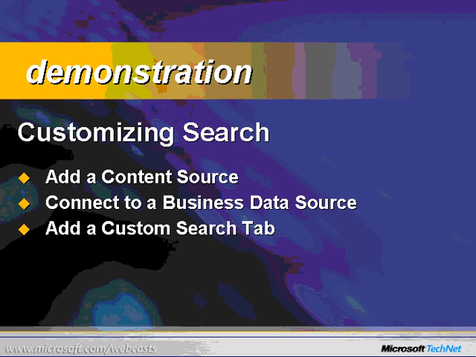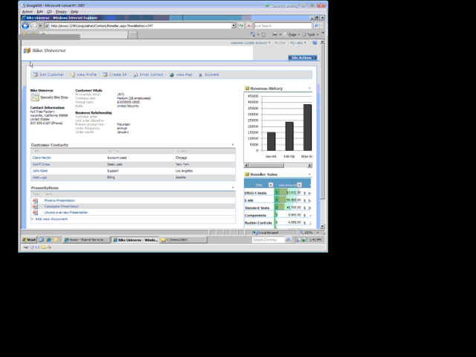So what I want to do now is take a quick step through adding a content source, adding a search tab, and how to connect to a business data source. I'm going to show you some of these basics, give you a tour of some of the search settings, and then we'll get ready to talk about a few more slides. Let me go ahead and share my application out again. And I'm back into my environment.